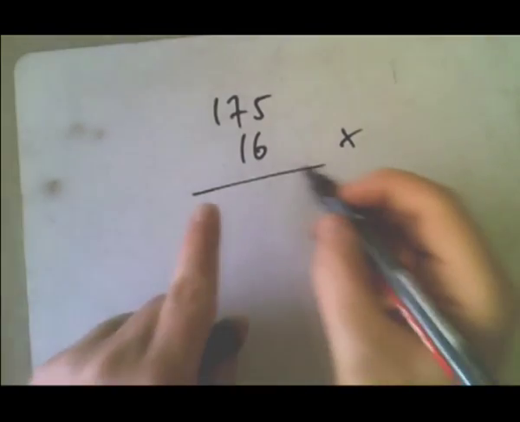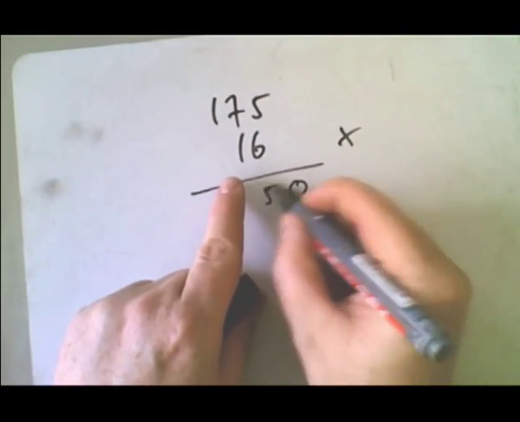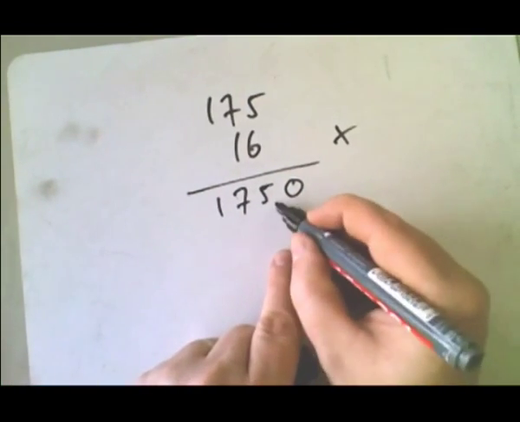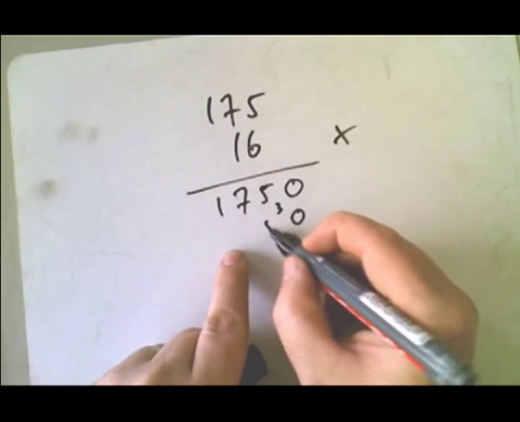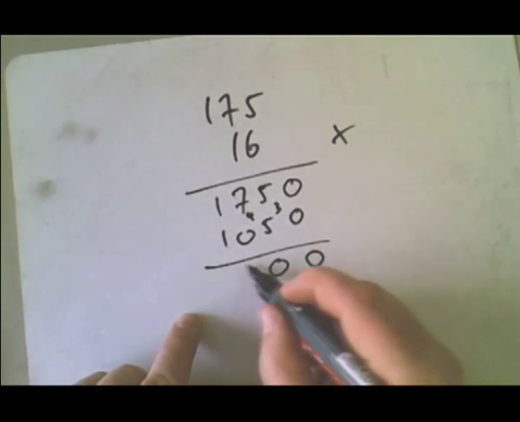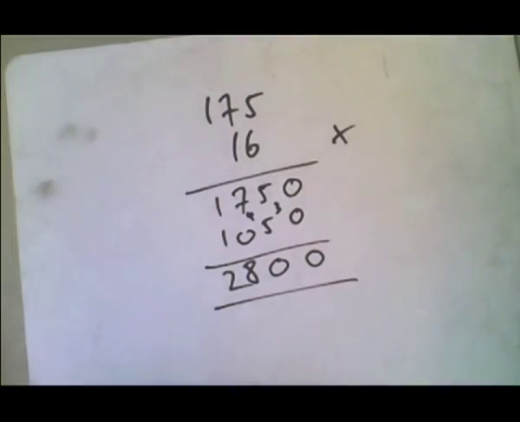Okay, what I would do, and you might do it the other way around, I normally start from the left, you might start from the right, but I would put down a 0, 1 times 5 is 5, 1 times 7 is 7, 1 times 1 is 1, 6 times 5 is 30, 6 times 7 is 42, 6 times 1 is 6. Add them up, 2,800. 175 times 16 is 2,800. Okay, that's how I do long multiplication. And you ought to be able to do long multiplication, I think.